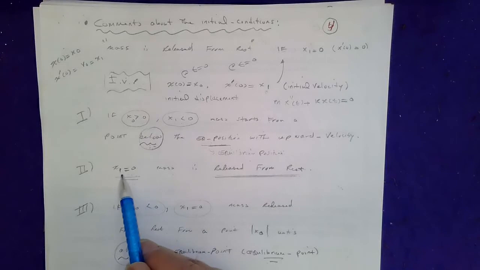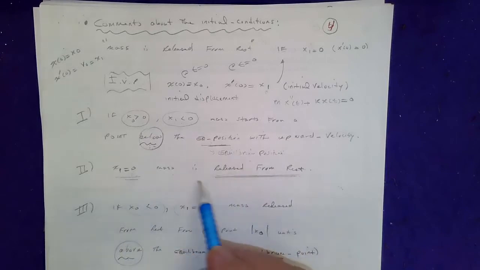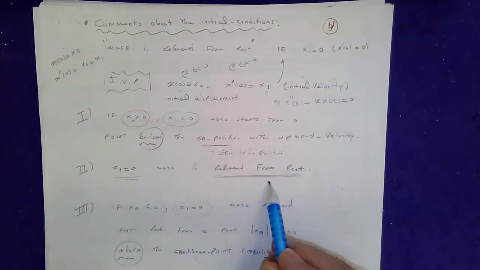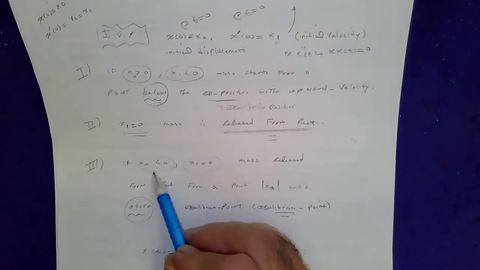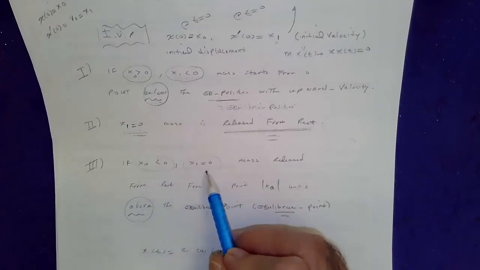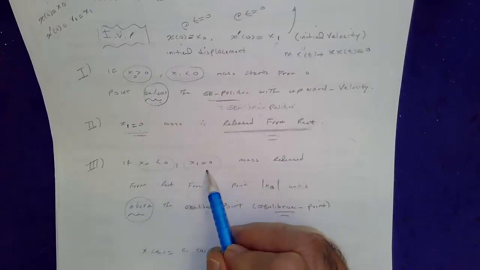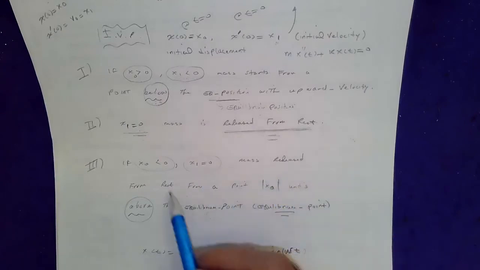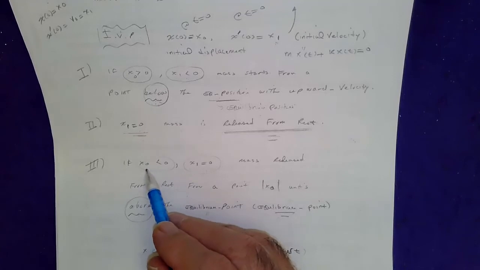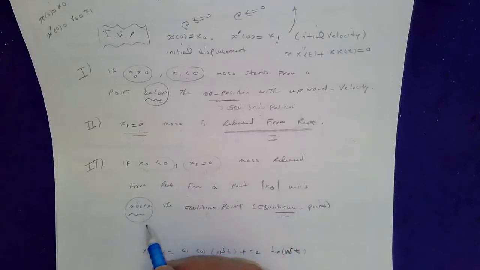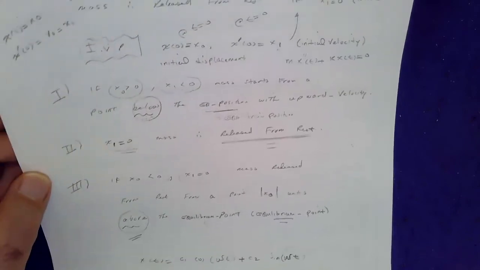If x1, which is initial velocity, is 0, the mass is released from rest. So make sure you know these terminologies. If initial displacement is negative, but what? Initial velocity is 0, the mass is released from rest from a point absolute value of x0 units above the equilibrium position or point.